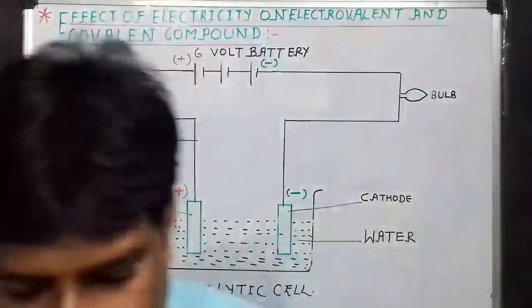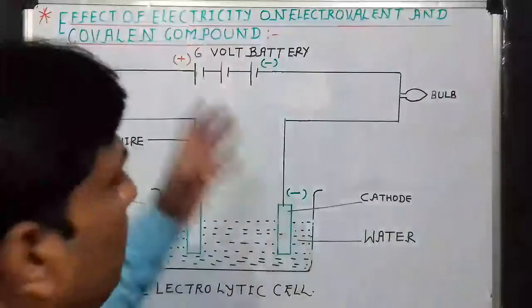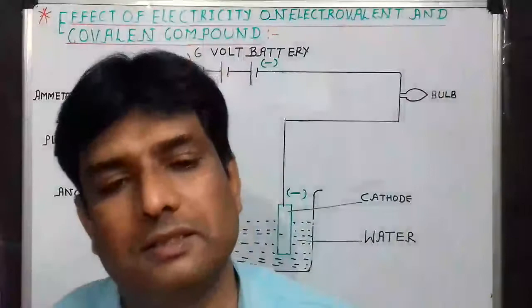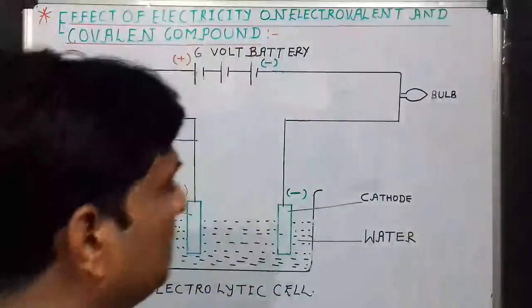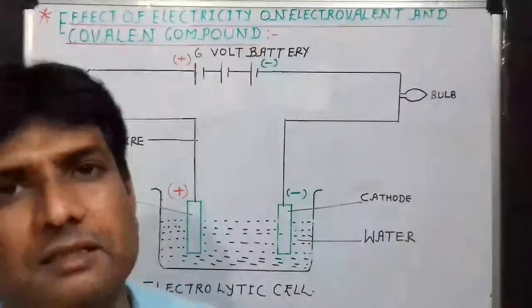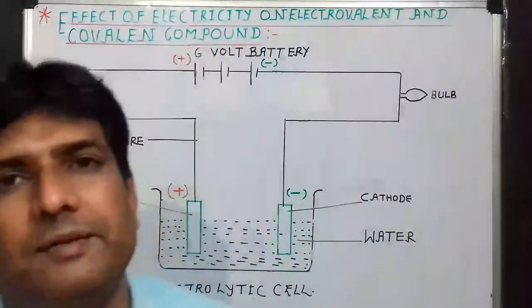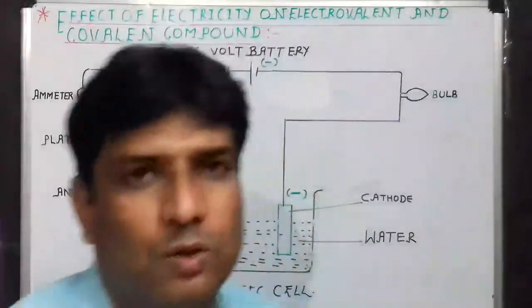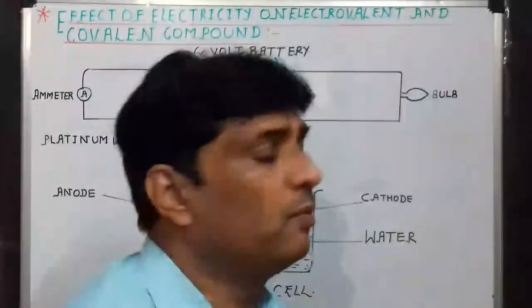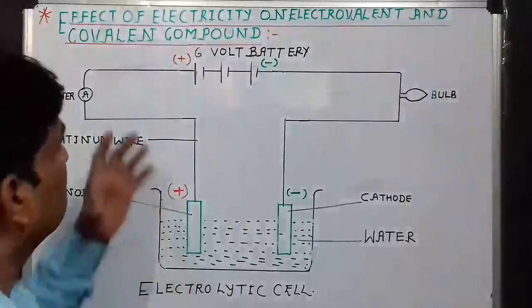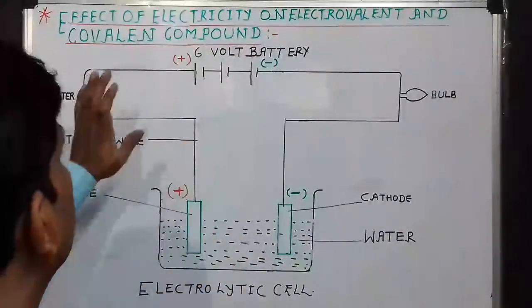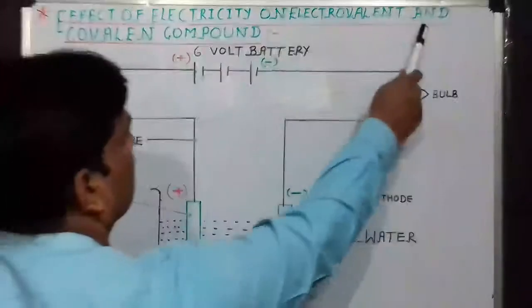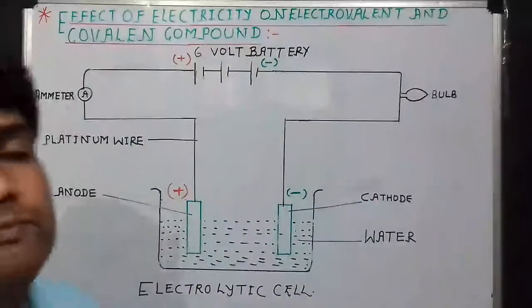Okay. So here we discuss the topic, Chapter 2, Class 10th, chemical bond. In previous classes I also explained about electrovalent, covalent, and coordinate bonds. Okay, so here we discuss the covalent bond and electrovalent bond, because the topic is the effect of electricity on electrovalent and covalent bonds.